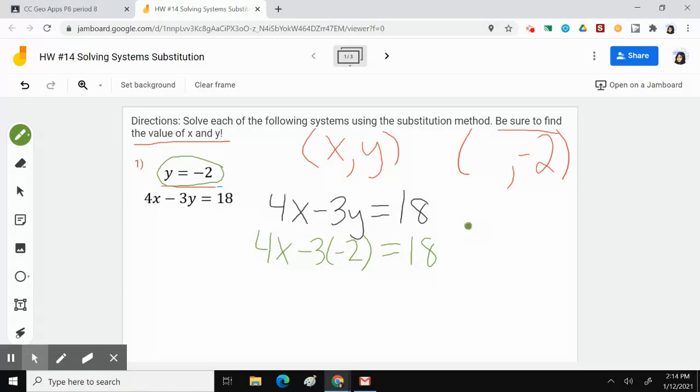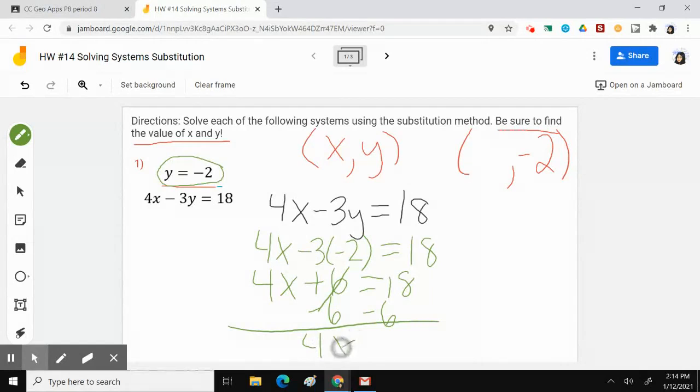And then we're going to solve this equation right here for x. So -3 times -2 is going to be a +6. I want to get x alone, so I'm going to subtract 6 from both sides. This cancels. I'm left with 4x equals 12. I'm going to divide both sides by 4. And I'm left with x is equal to 3.